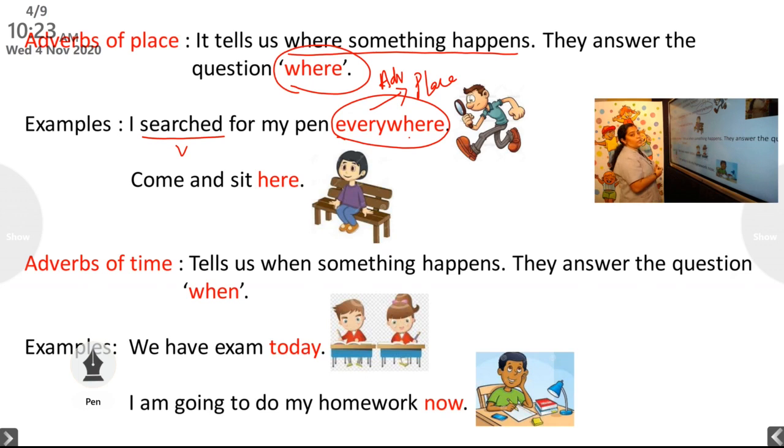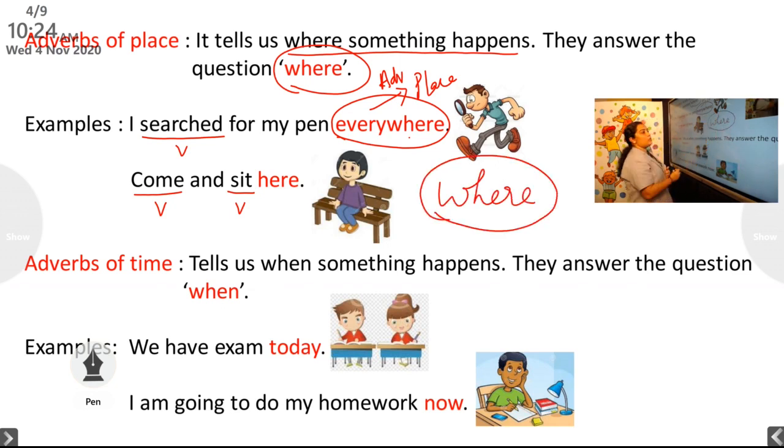Now, come and sit here. Here two verbs are there. Come is a verb. Sit is also a verb. And which question word will you always ask to find out the adverb of place? Always remember this question word. You ask the question where. Where should I come and sit? So come and sit here. So this is the adverb of place.